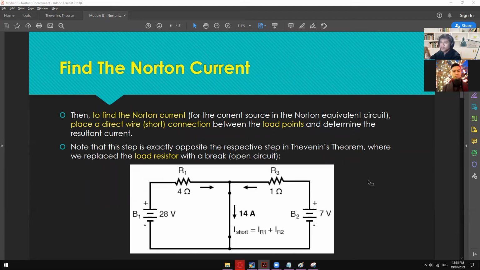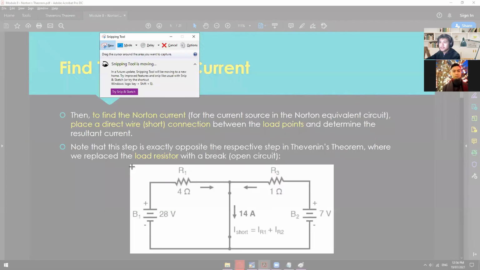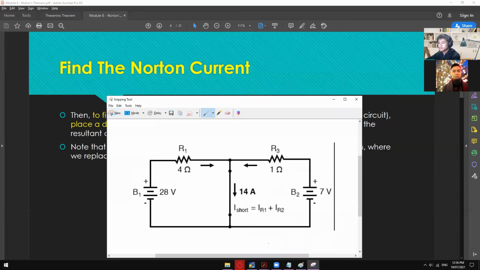I would say that the Norton current source is a lot easier to solve than the VTH, or the Thevenin's voltage source. Why? Because you simply apply Ohm's law on this one, and Ohm's law on this one, and then you can find the current flowing in here and the current flowing in here, and then you can just simply add them, and you now have the Norton's current. So in what way?